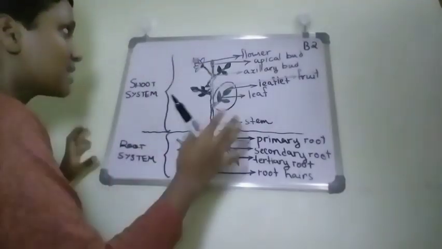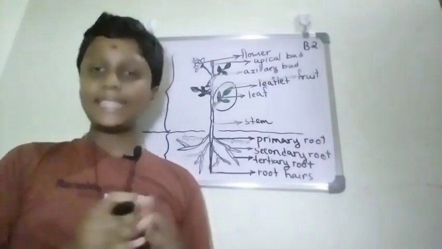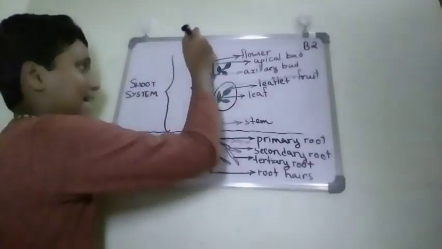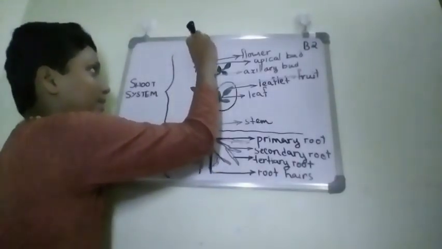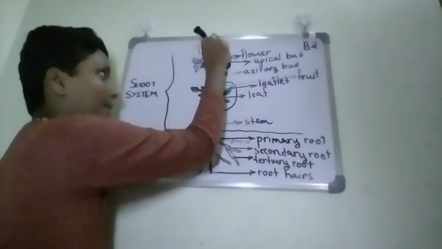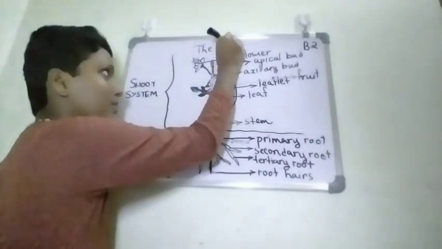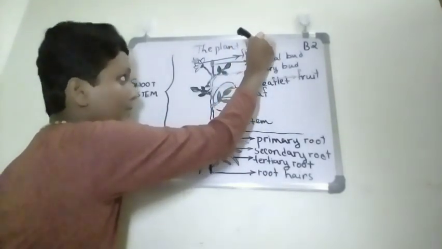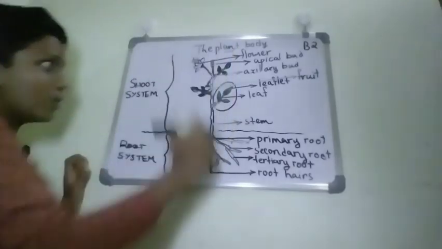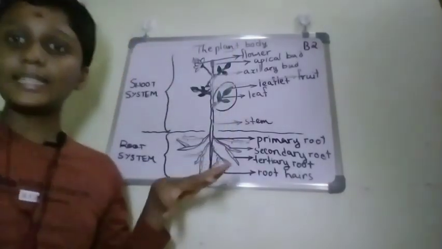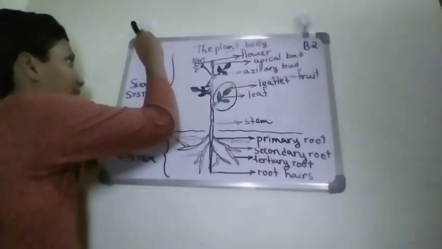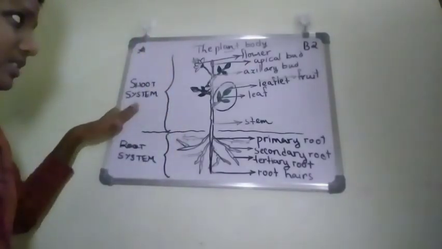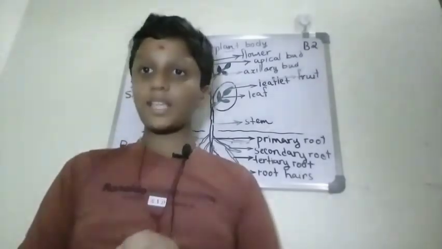And the last thing you need to do: we need a heading for all diagrams. So I am going to label it as the plant body. Now this is a complete diagram, and this diagram is really important. We learned about the plant body, and that's it for today.